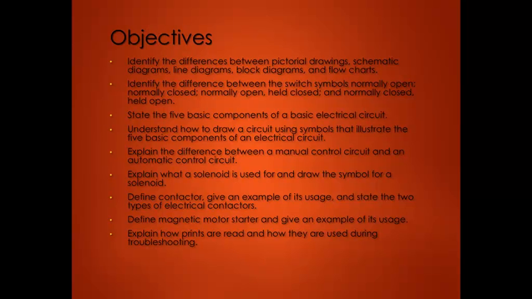Understand how to draw a circuit using symbols that illustrate the 5 basic components of an electrical circuit. Explain the difference between a manual control circuit and an automatic control circuit. Explain what a solenoid is for and draw the symbol for a solenoid. Define contactor. Give an example of its usage and state the 2 types of electrical contactors.